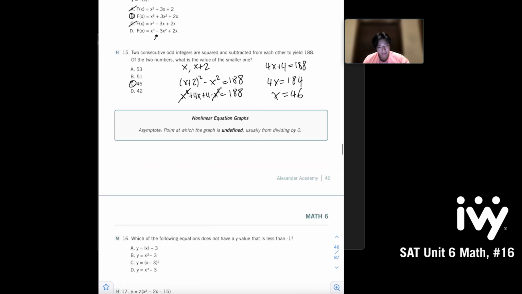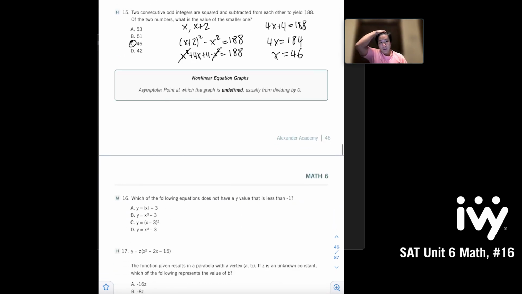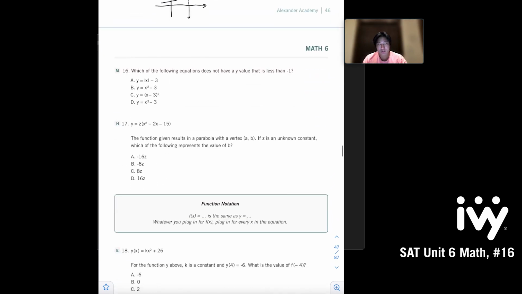Okay, nonlinear equation graphs. An asymptote is a point at which the graph is undefined, and this usually occurs because we end up dividing by 0 somehow. So usually when you see a fraction, be careful for asymptotes. And graphically, an asymptote may look something like this, if you have the x and y, where a graph kind of just shoots up here, and then it ends up never touching some line like this, where that would be our asymptote. So, question 16.